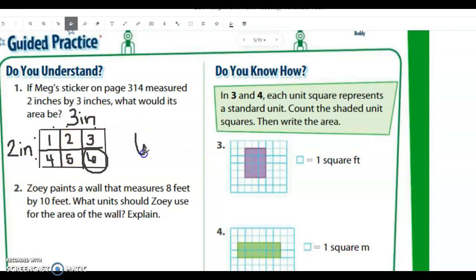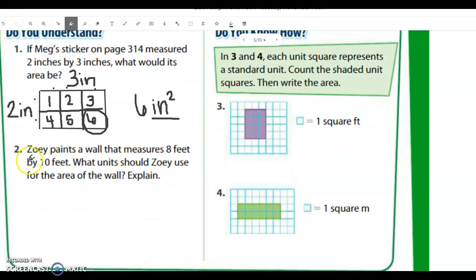We can write this like this: inches, and then we'll write a small 2 at the top to show that it is squared. This symbol right here means inches squared. Go ahead and write that down.